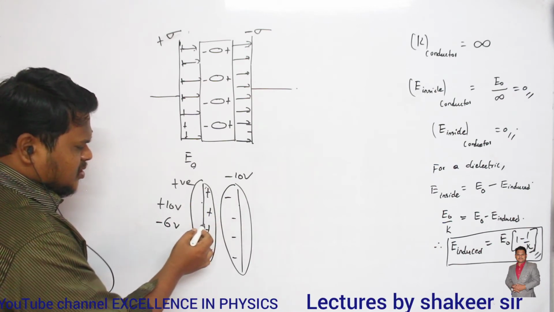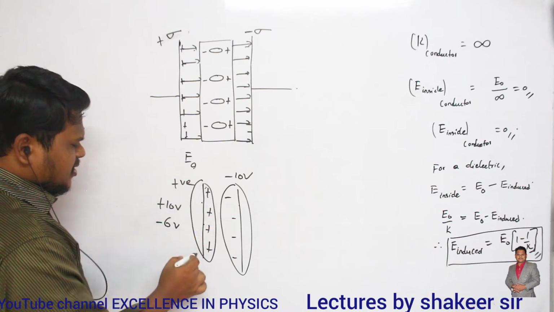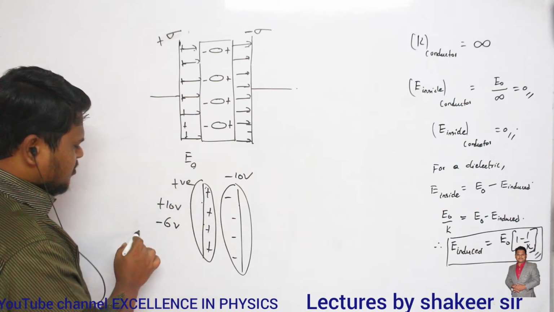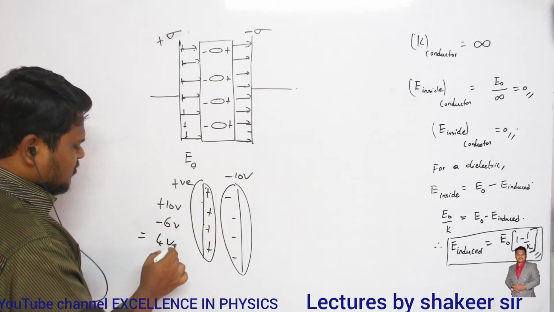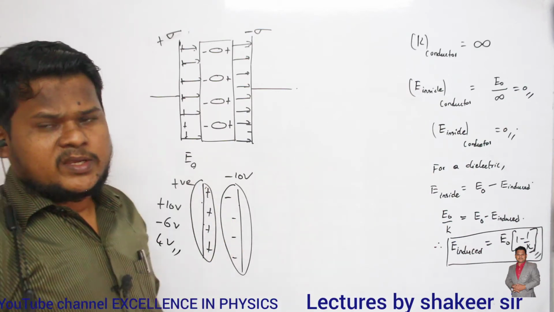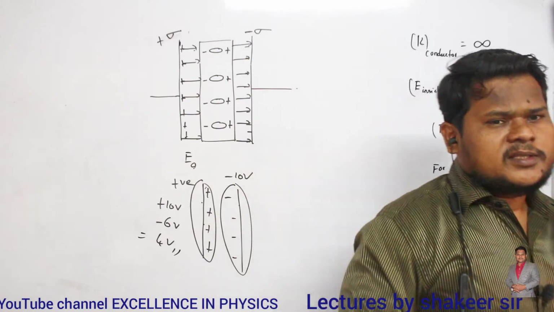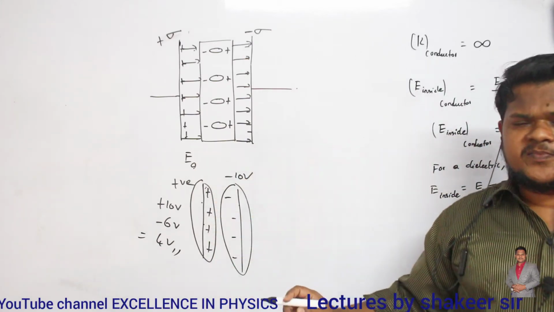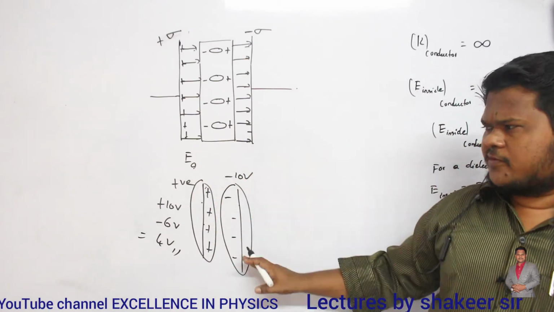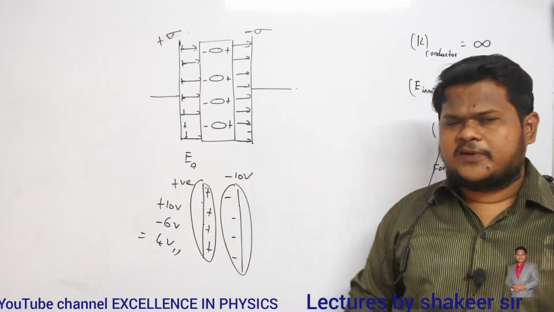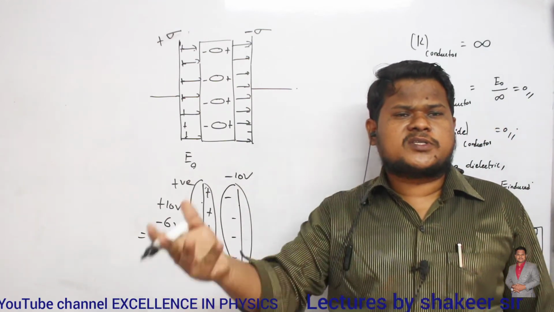Because it is present at a small distance, no? So therefore, what is the net effective potential of this positive plate now? 10 minus 6 is equal to 4 volts. So potential decreases. If I place two oppositely charged plates side by side, the potential of the positive plate decreases. If potential decreases, electric field also decreases. If electric field decreases, I can supply more charge to this one.